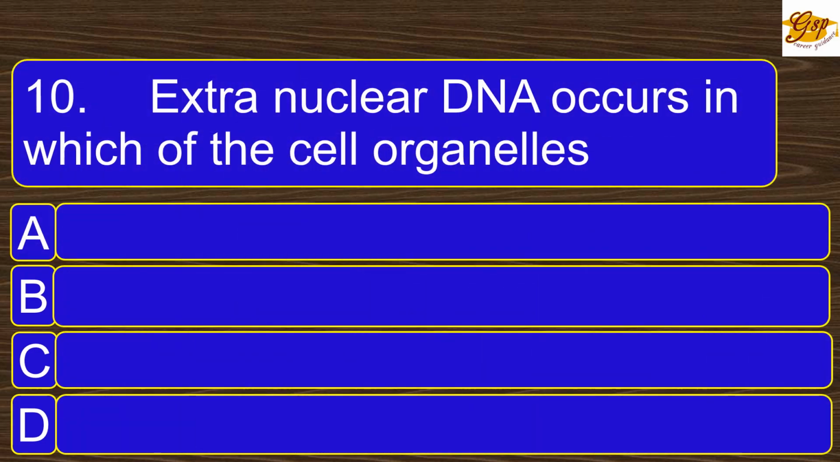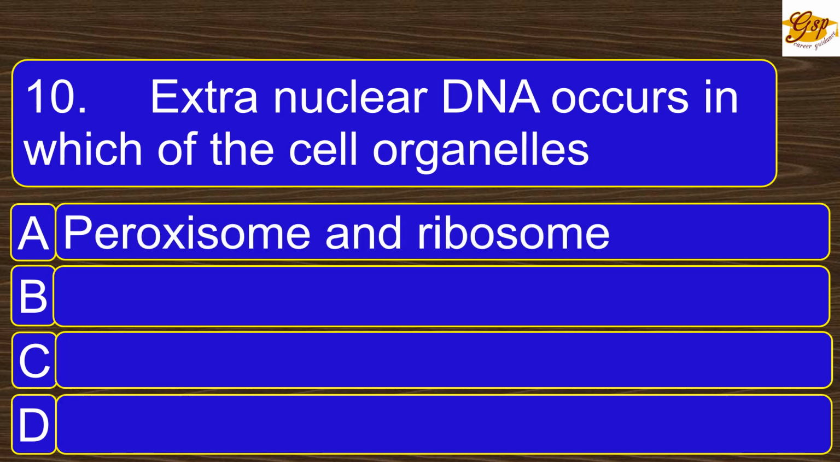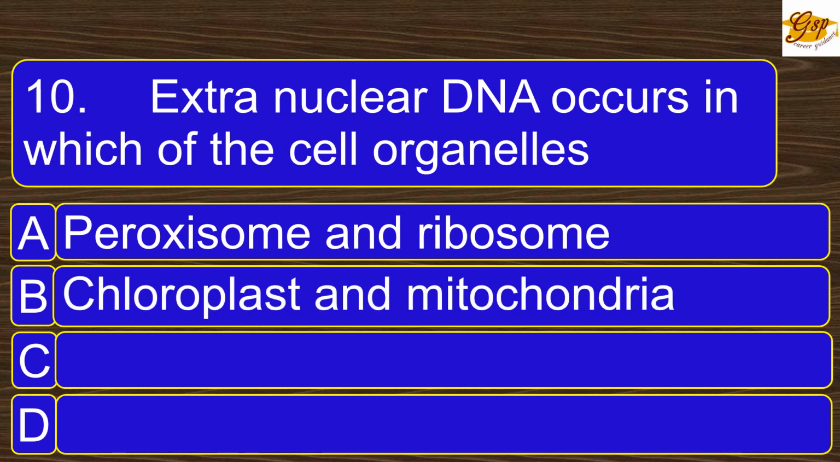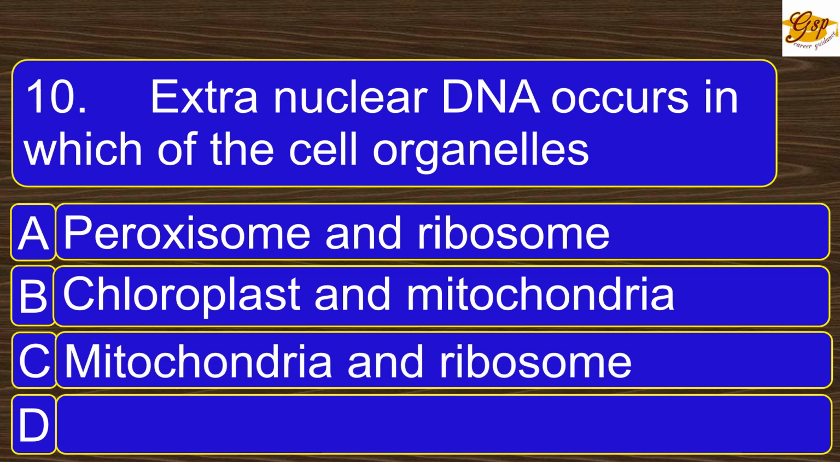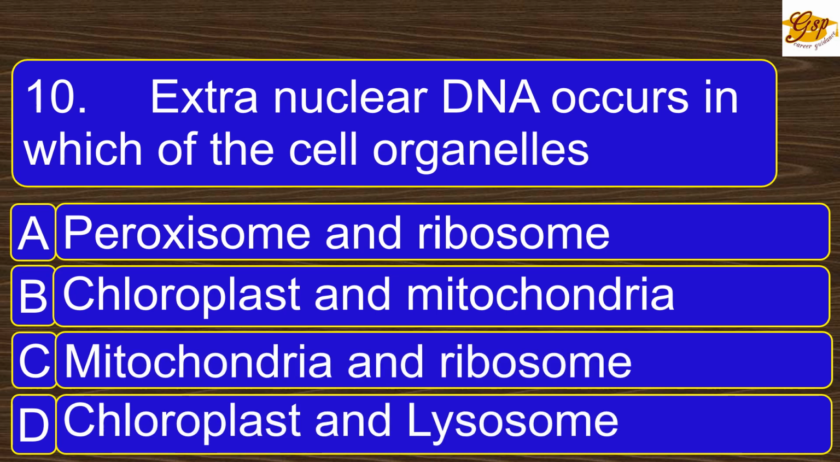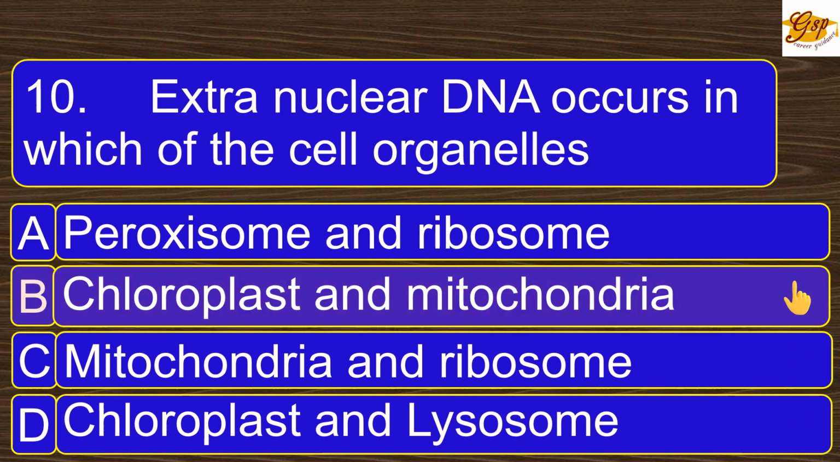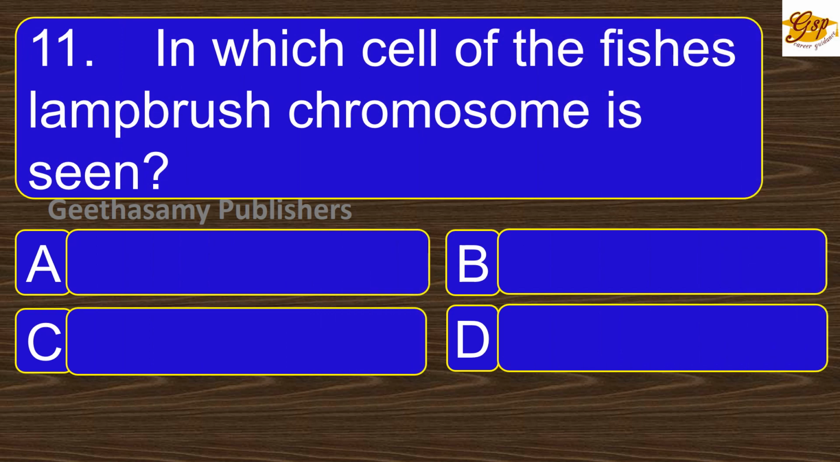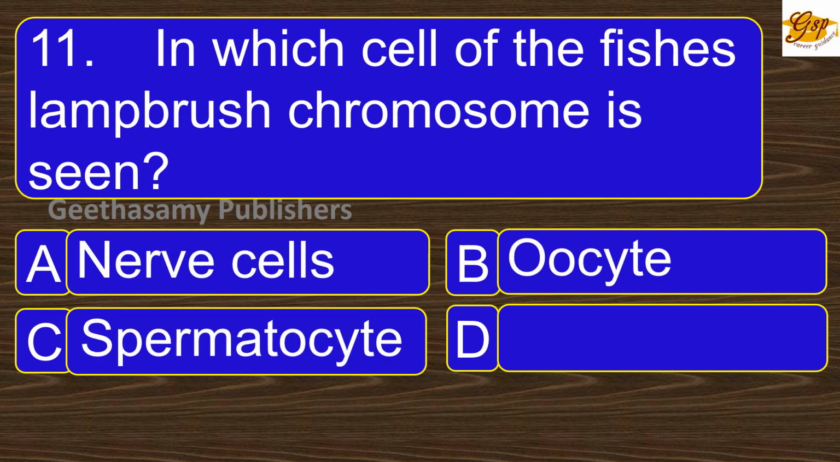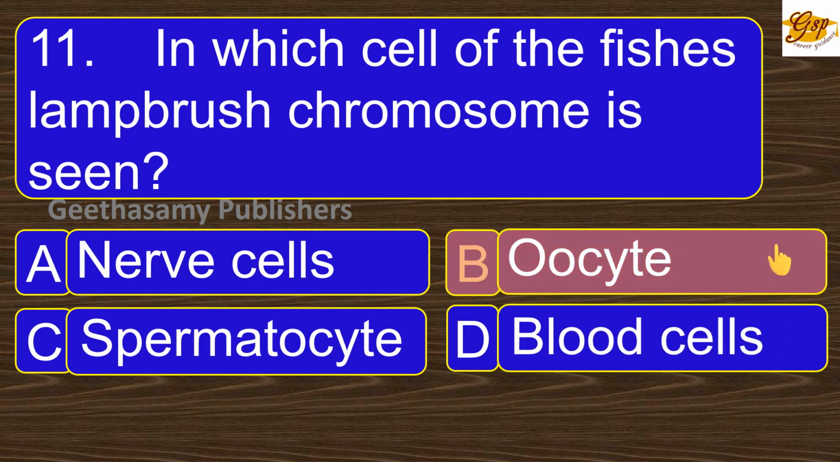10th question. Extranuclear DNA occurs in which of the following cell organelles? A, peroxisome and ribosome; B, chloroplast and mitochondria; C, mitochondria and ribosome; D, chloroplast and lysosome. The correct answer is B, chloroplast and mitochondria. 11th question. In which cell of the fishes are lampbrush chromosomes seen? A, nerve cell; B, oocyte; C, spermatocyte; D, blood cells. The correct answer is B, oocyte.